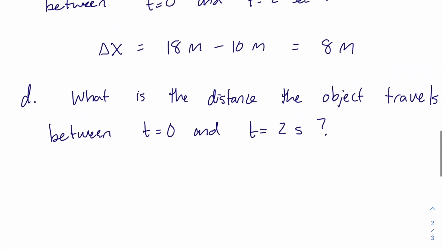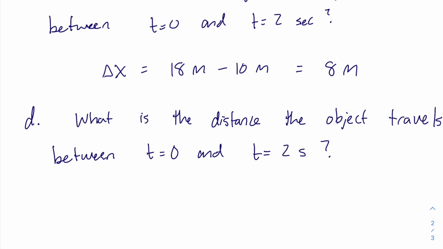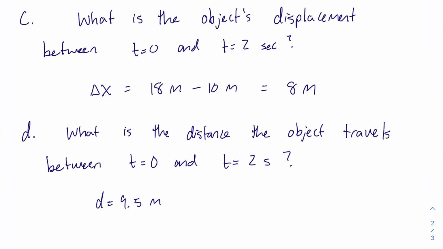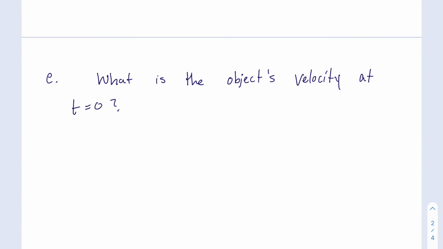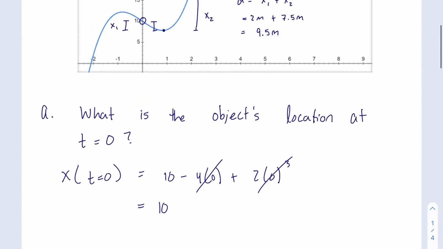Comparing that to what we found for displacement, which was 8 meters, the distance is 9.5 meters, whereas displacement was 8 meters. And that's always going to be the case: displacement is either equal to or less than distance. We'll come back to this problem and see if we can solve it using the equation. Next, we want to find the object's velocity at t equals 0. We don't know how to do this using the equation yet, but let's see if we can figure out what this is by looking at the graph.